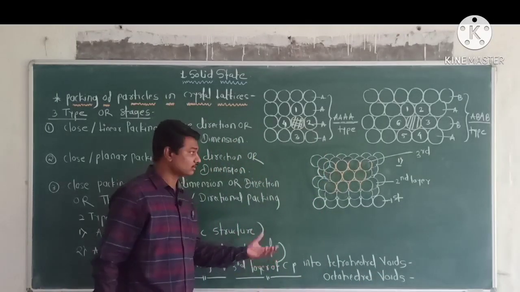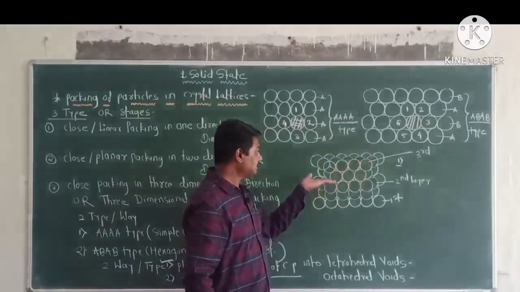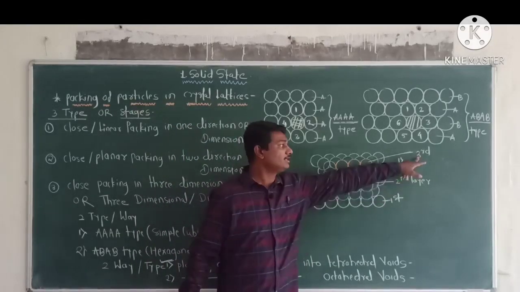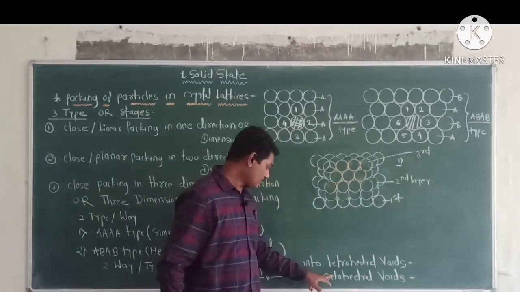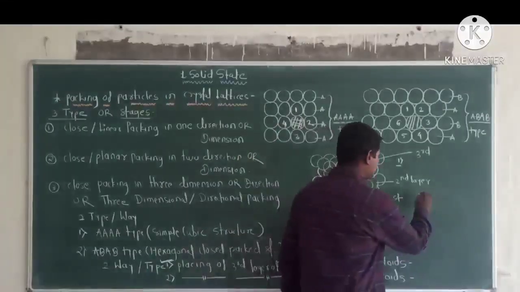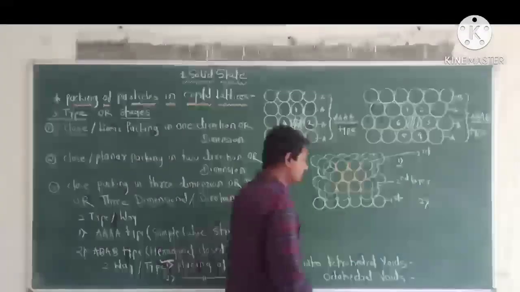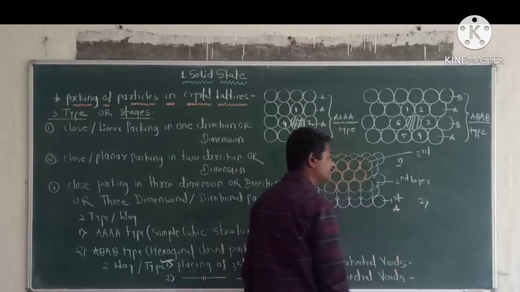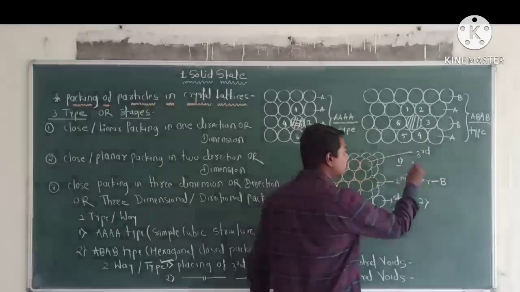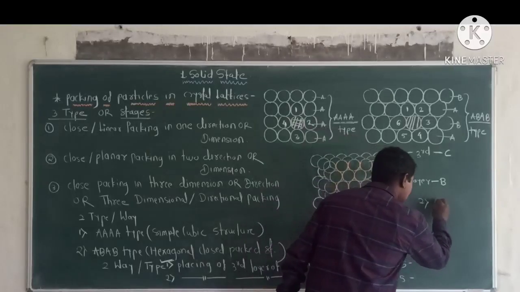Now second point, in this packing the first layer is called A type, the second layer is called B type, and the third layer is called C type. Therefore commonly it is called ABC type.